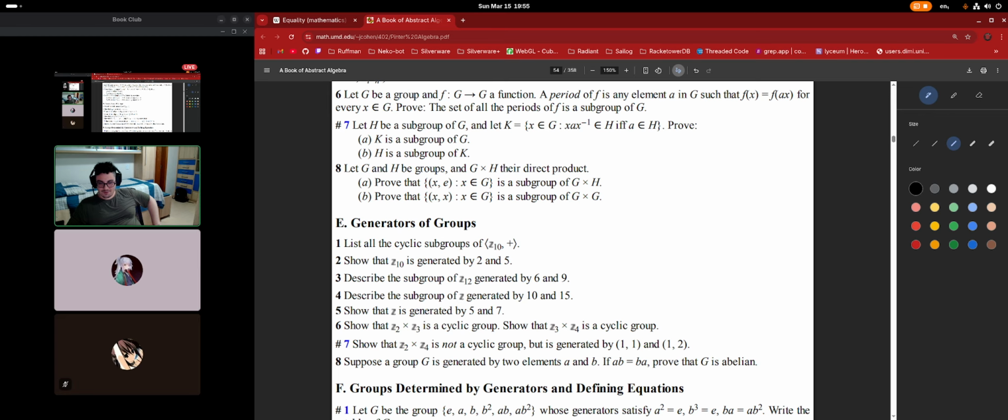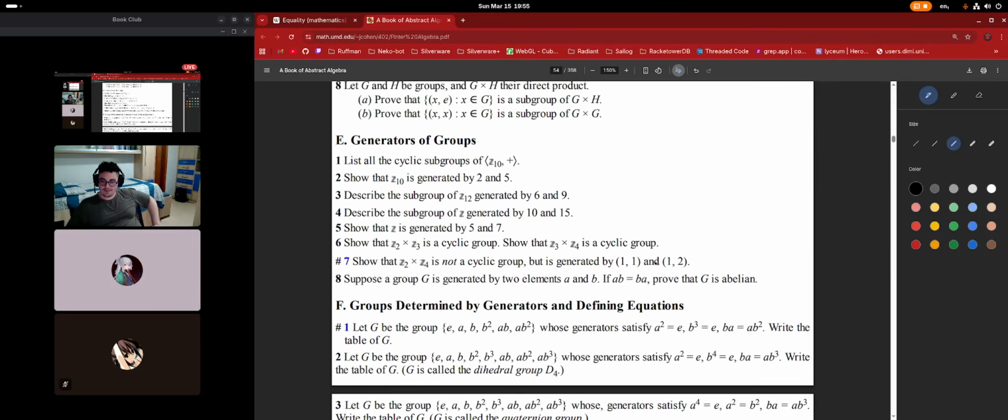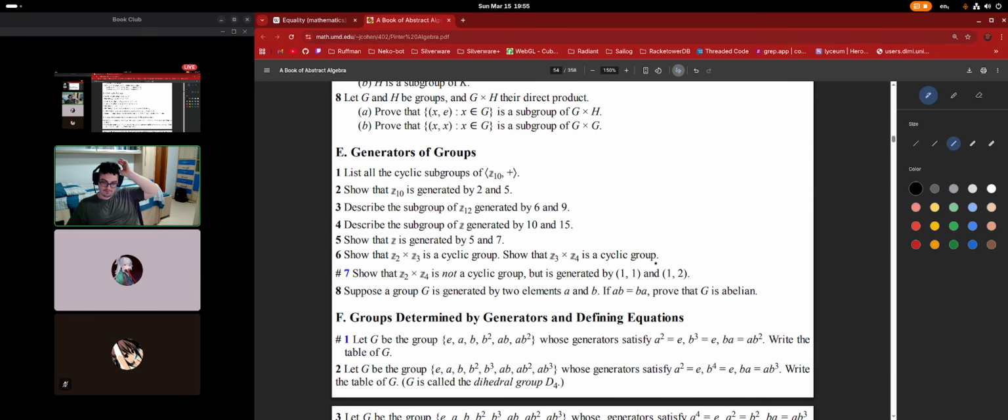Anyway, so show that Z2 Cartesian Z3 is a cyclic group. We skipped 5, but that one is pretty easy because 5 plus 5 plus 5 is 15, minus 7, that's minus 14, so that's 1. That's pretty trivial, but it's interesting to note.